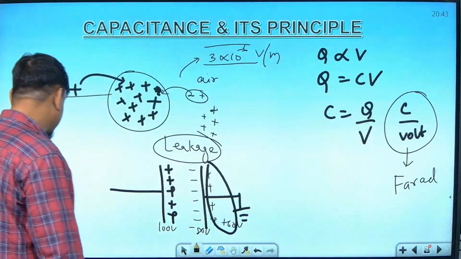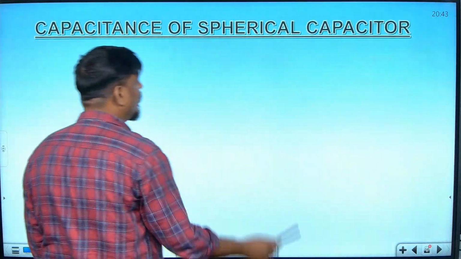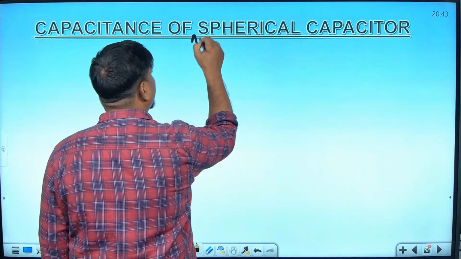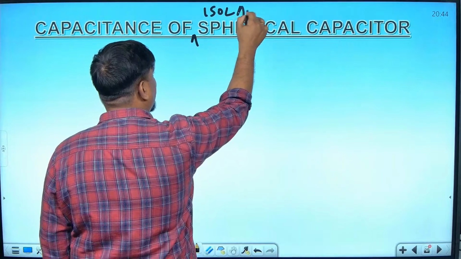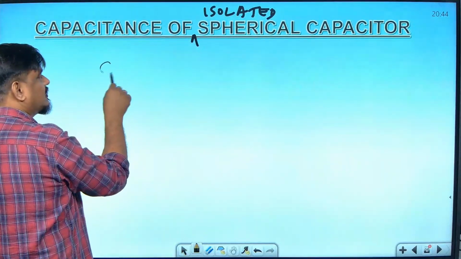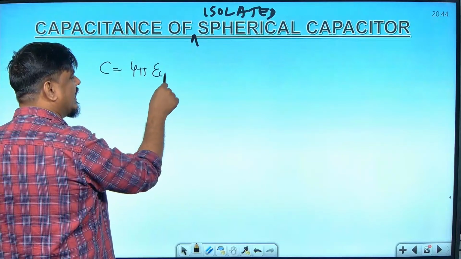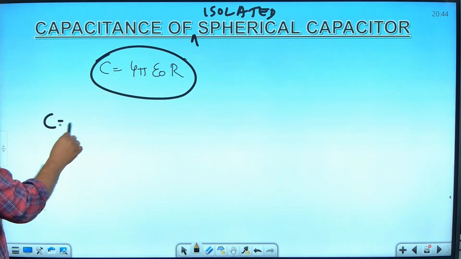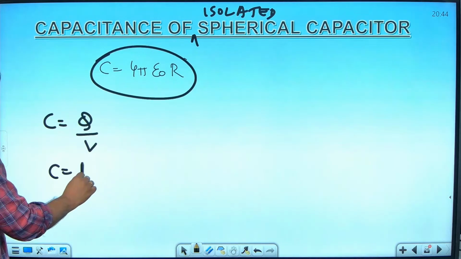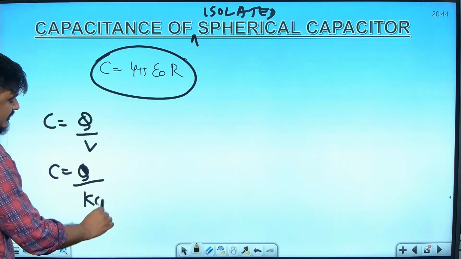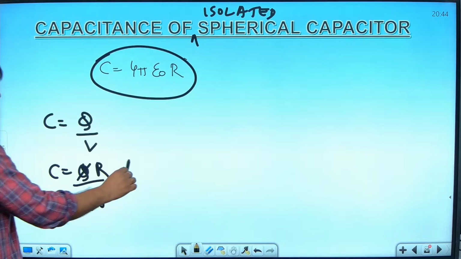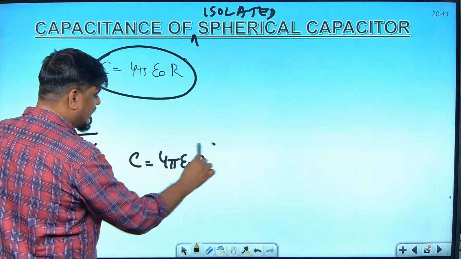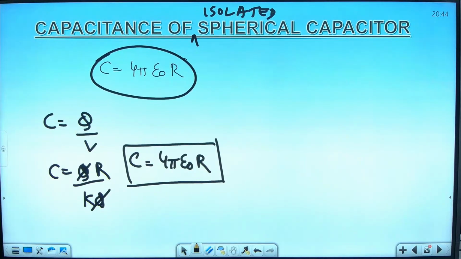And what is the capacitance of a parallel plate capacitor? You know the formula? Okay, before that, spherical capacitor. What is the capacitance of an isolated spherical capacitor, not parallel, isolated? Any idea? The formula you know? C is equal to 4 pi epsilon naught r. Don't forget this. How has it come, you know? C is equal to Q by V. For a spherical shell, we know that V is equal to KQ by R. So Q gets cancelled. C will become equal to R by K. What is K? 1 by 4 pi epsilon naught. So C became equal to 4 pi epsilon naught R.